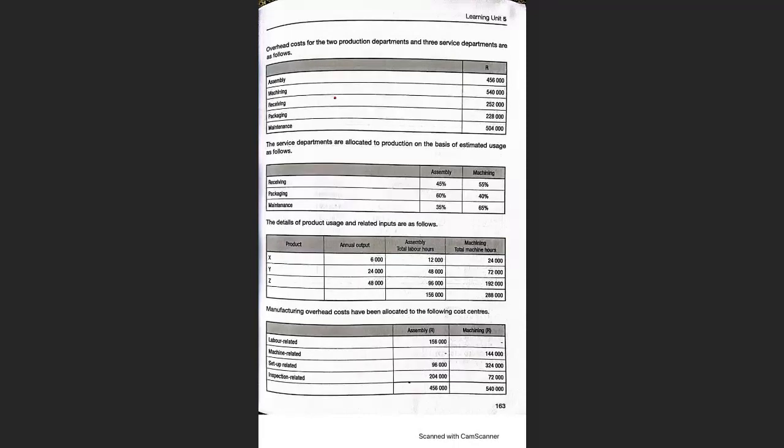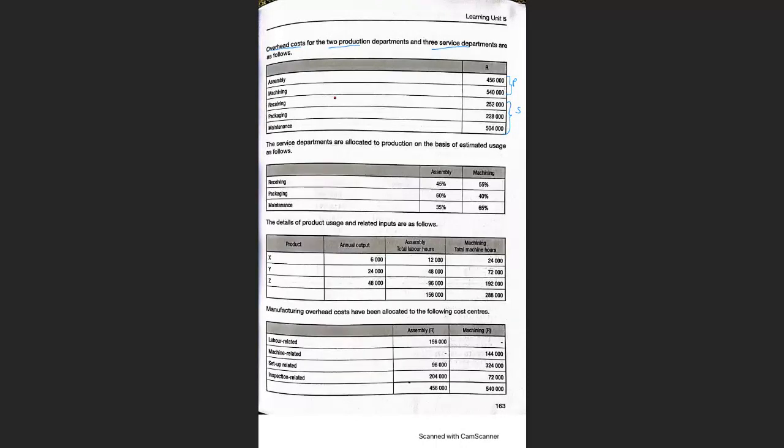Then they've given you a whole host of information on the next couple of pages. So I'm just going to zoom in here so you can see that. So at the top here are the total overhead costs for both the production and the three service departments. So these are the two production departments, assembling and machining. These three are your service departments, receiving, packaging, and maintenance. These are the total costs for each department.